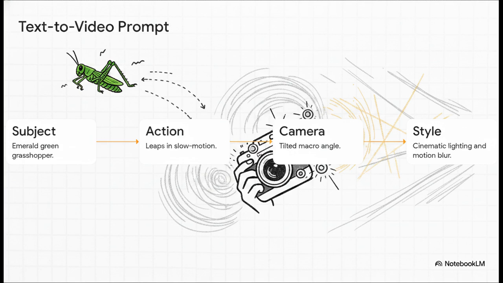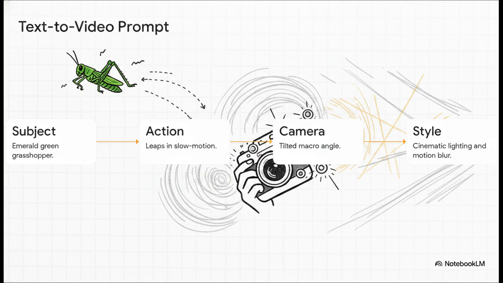To command our digital creature, we need a precise text-to-video prompt. Using the workflow from the Runway Gen 4.5 guide, we break our prompt down into a superstructured formula. Step 1 is your subject, an emerald green grasshopper. Step 2, the action, leaps in slow motion. Step 3 is your camera, a tilted macro angle. And Step 4 is style, cinematic lighting and motion blur.